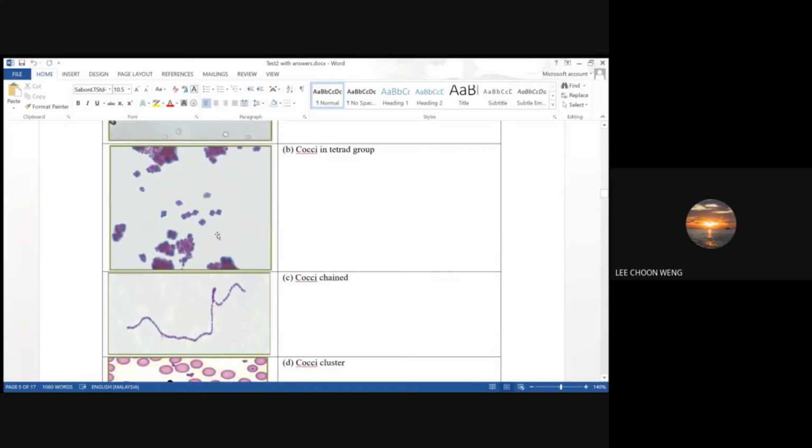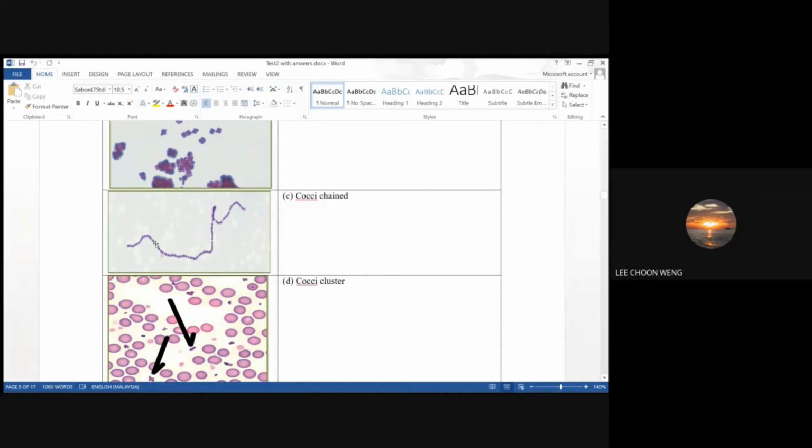So here you can say it's tetrad, coccus tetrad form, right? Because it's 4, 4, 4. Okay, so this is typical of micrococcus. But because you don't know whether it's gram positive or negative, you won't know what bacteria it is. But you can say that it is a cocci in a tetrad form.